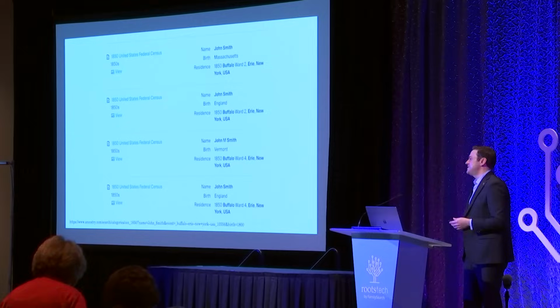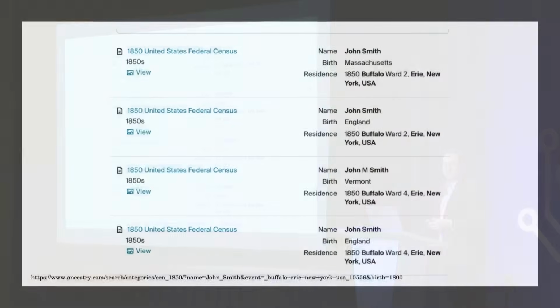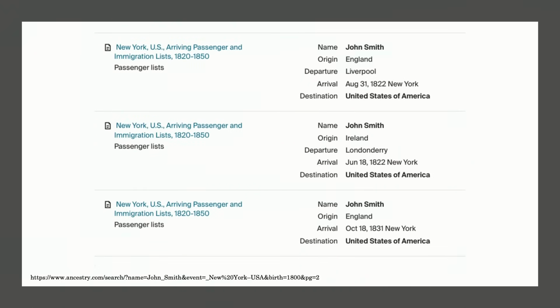Consider a very basic census record, like an 1850 US Census here in Buffalo, New York. John Smith, John Smith, John Smith. One born in Vermont, one born in England, one born in Massachusetts. Two, in fact, born in England. How do we know? Passenger lists and custom lists where there's an age that's given. No birth date, no other identifying information.